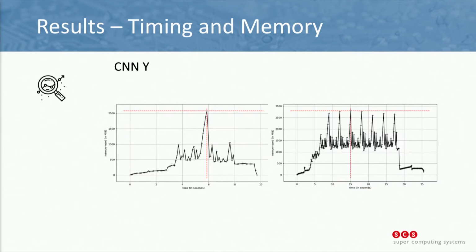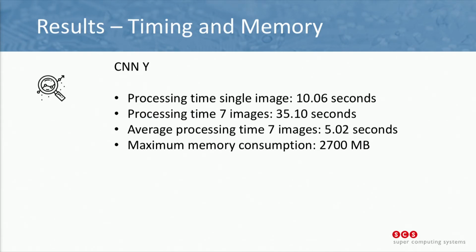And as you can't see anything here, really, I'm probably gonna skip to this slide and tell you that for a single image, we have an average processing time of around 10 seconds. For 7 images total, 35 seconds, which means the average processing time for 7 images is 5 seconds and meets our original requirement. Also, for the maximum memory consumption, we're well below the threshold that we set ourselves for this project.